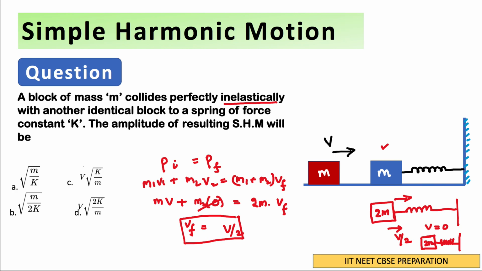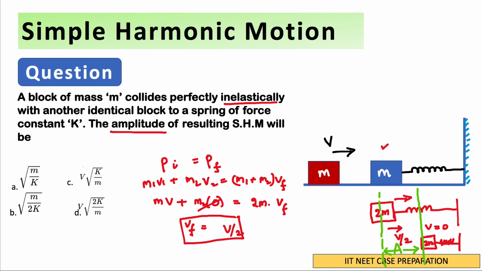What they are asking us to find is the amplitude of the resulting SHM. Basically the amplitude is going to be this only. Let me just mark this: this 2m block, from here to here, is going to be our amplitude. It starts moving with v by 2, and then v becomes 0. At v equal to 0, the spring is compressed, and this is the maximum displacement of this particular block of mass 2m. And this is the amplitude.